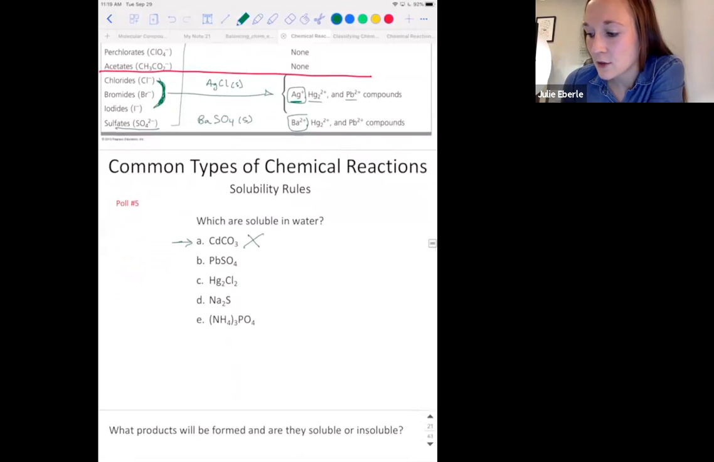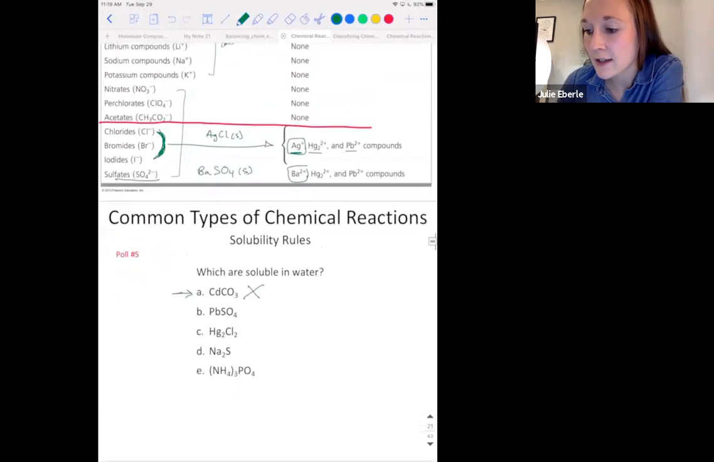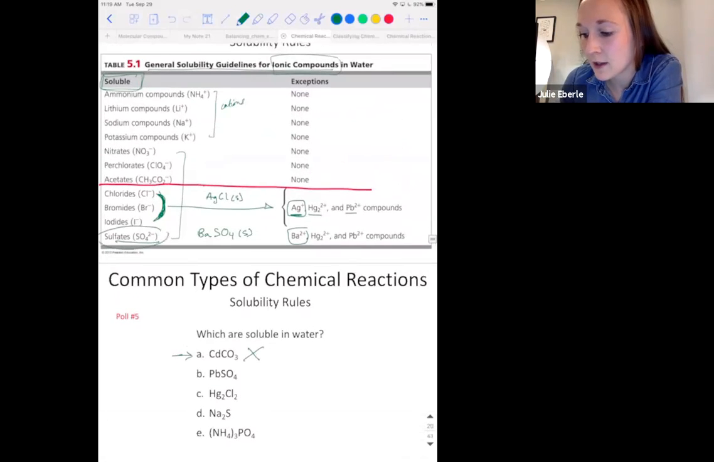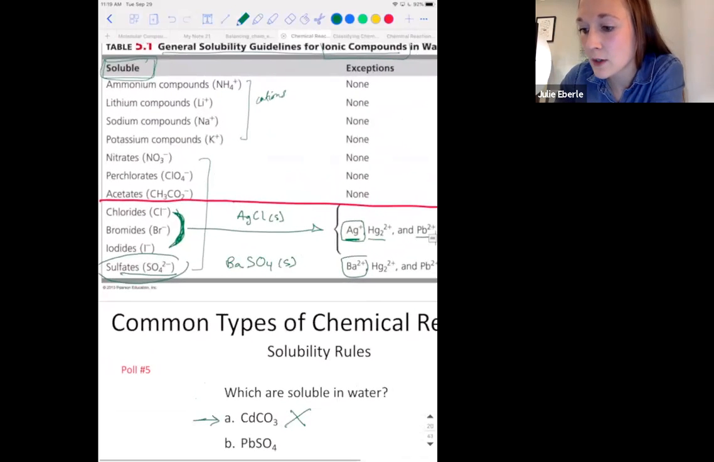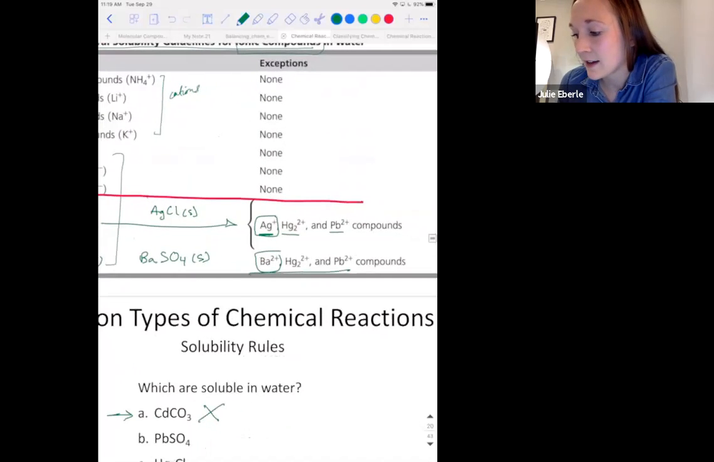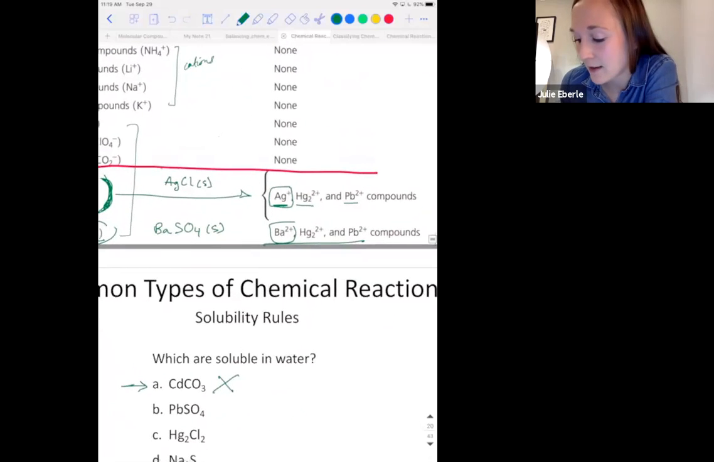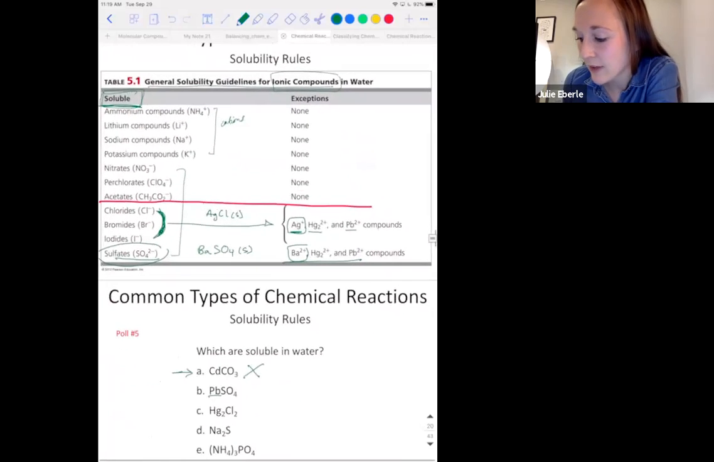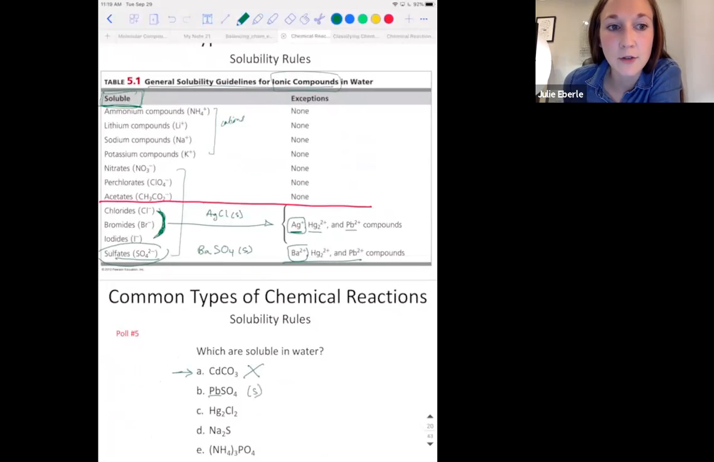All right, let's look at lead sulfate. Okay, so we said sulfate, which is right down here at the bottom, is going to be soluble. It's in the soluble column. So if a compound contains sulfate, it'll be soluble unless it has these cations. Well, it happens that here, Pb2+ is our cation. So lead sulfate is going to form a solid. All right, so it also would be insoluble.